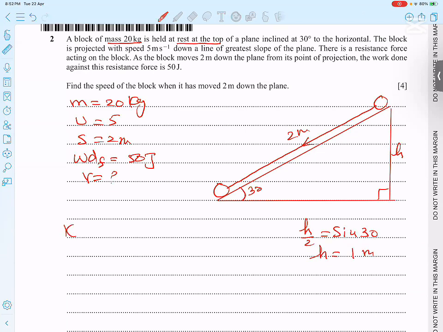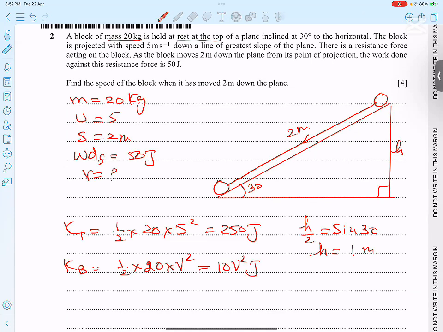So kinetic energy at the top, T for top, is half mv squared. I got m is 10 and v squared is 25, so 250 joules. Kinetic energy at the bottom is half mv squared. Mass is 20 and v I don't know, so I got 10 v squared joules.